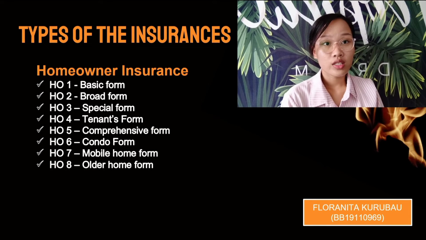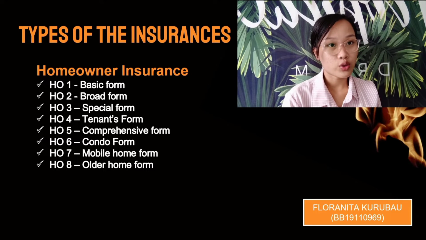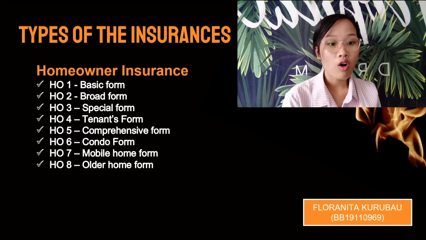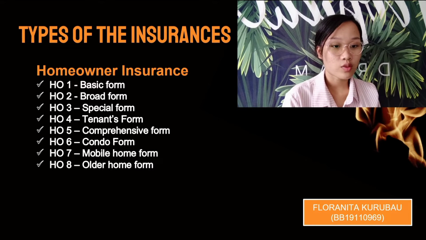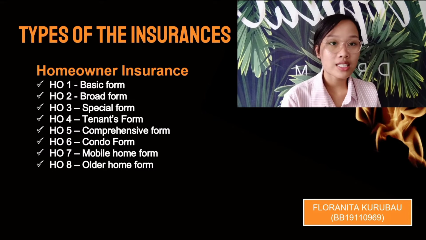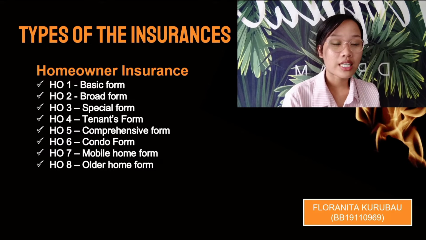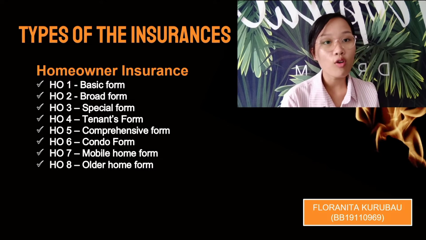And the second is homeowner insurance. There are 8 types of homeowner insurance. That is Homeowner 1, basic form; Homeowner 2, broad form; Homeowner 3, special form; Homeowner 4, tenants form; Homeowner 5, comprehensive form; Homeowner 6, condo form; Homeowner 7, mobile home form; and Homeowner 8, older home form.